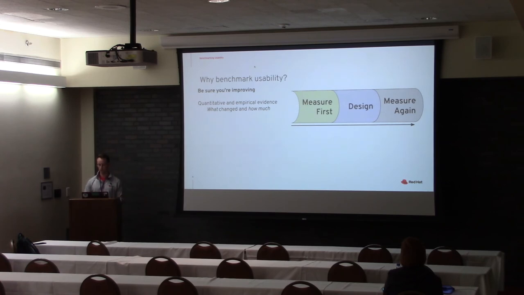There are some other side pieces to it as well. You can get qualitative information that isn't a numerical metric, but can dig into the why something changed. So maybe users add a project to OpenShift twice as fast, but qualitative information lets us know why that's actually changing, what's driving those quantitative metrics.